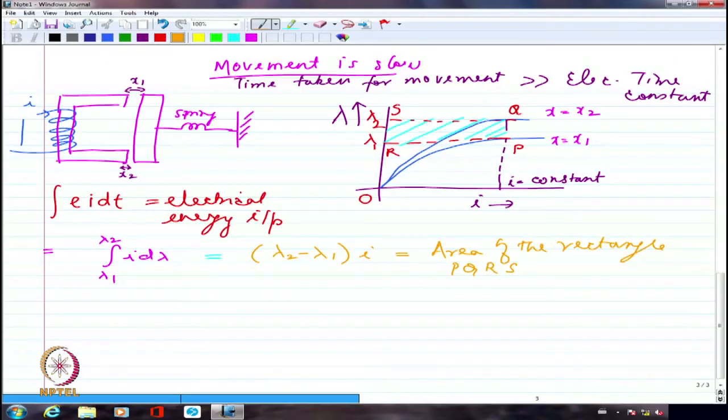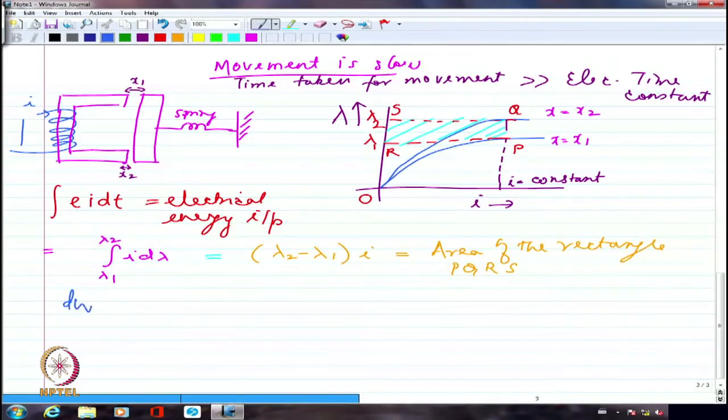We are essentially writing only the boundary curves. We are not writing in-between curves. The curve corresponding to OP represents the initial condition, and OQ represents the final condition. So the flux linkage has changed from lambda 1 to lambda 2, while the movement has happened from x1 to x2. So we are looking at the two end points, and then trying to see how much mechanical work has been done. We are taking stock of the situation after looking at the initial condition and the final condition.